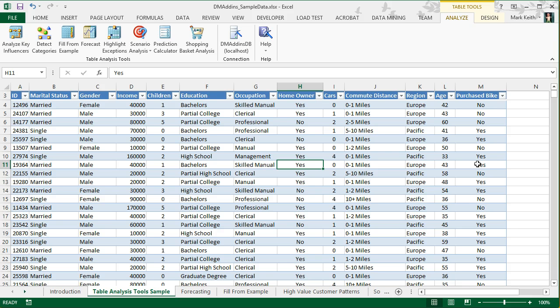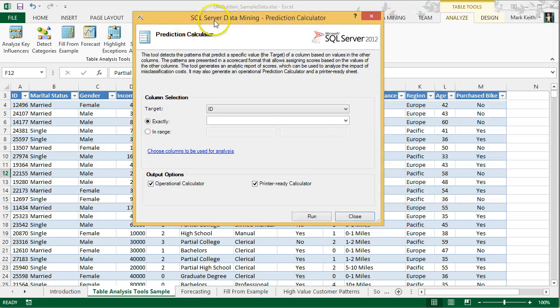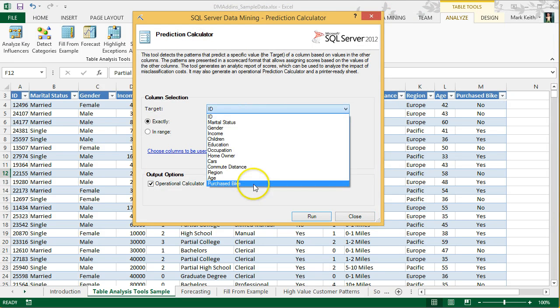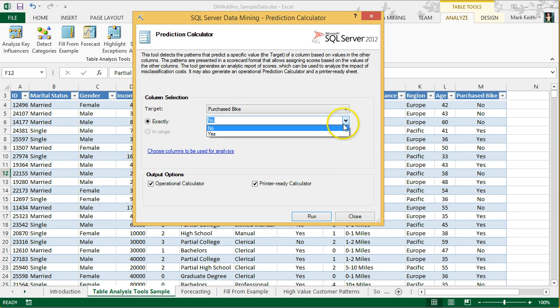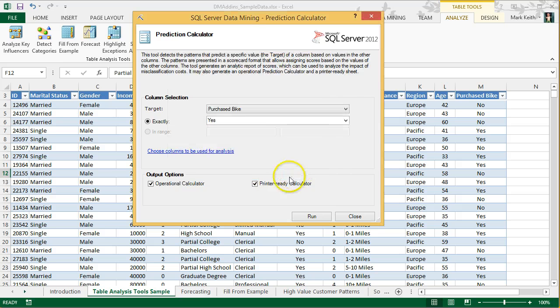So, make sure that you're on the Table Analysis Tools sample worksheet with your cursor somewhere in the table. Click on Prediction Calculator. Now what we want to do is set our target, which in this case is purchase bike, to yes. So we want the calculator to help us determine what scores are needed to meet the minimum threshold requirement in order for our prediction to say yes, they will purchase a bike. Actually, first, for columns to be used, make sure ID is not checked. Everything else should be okay.